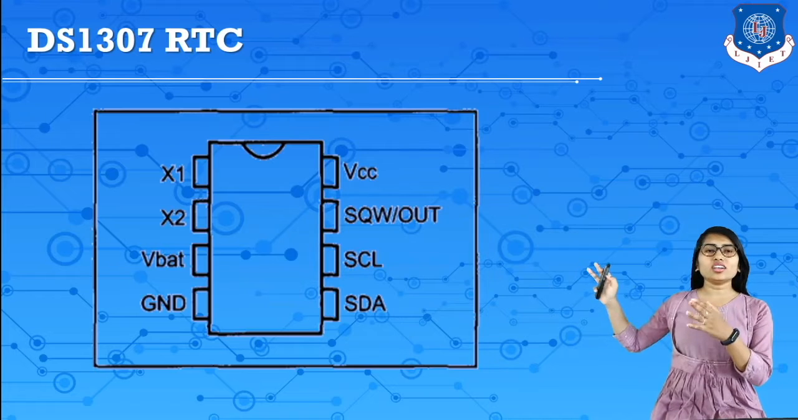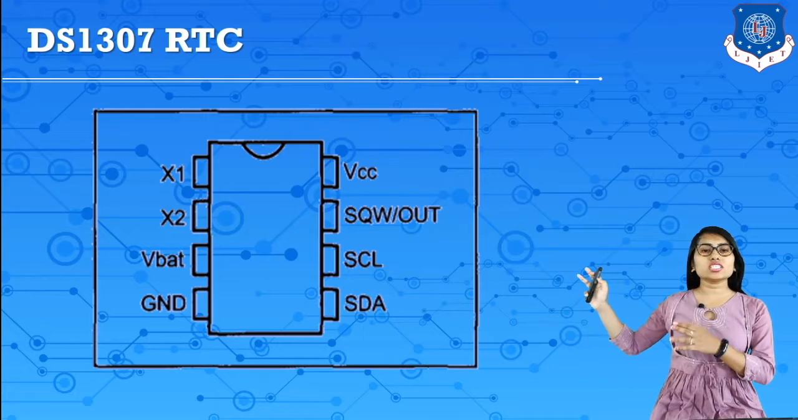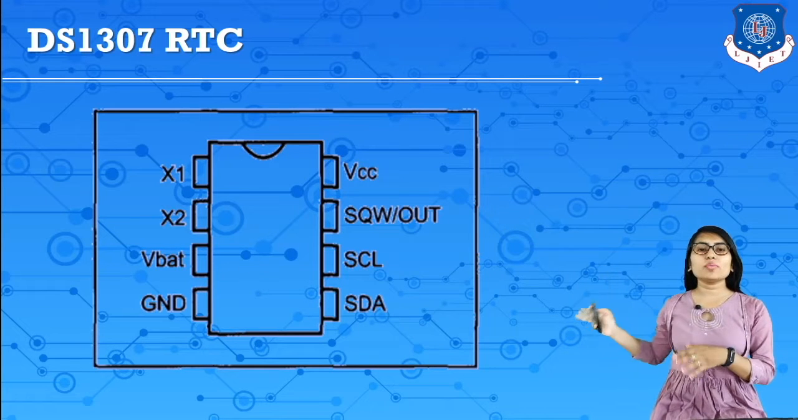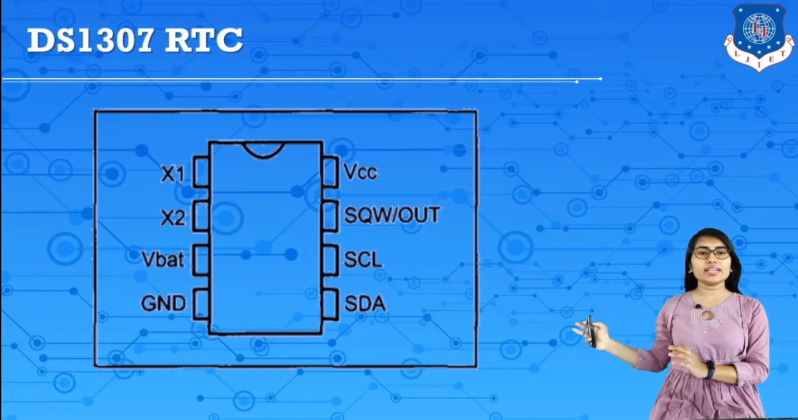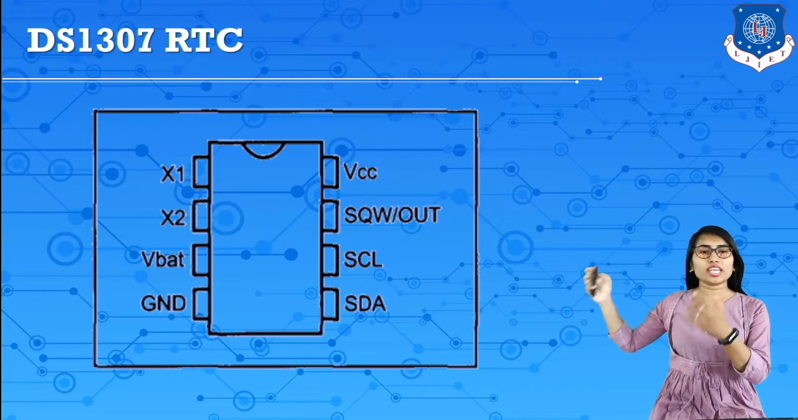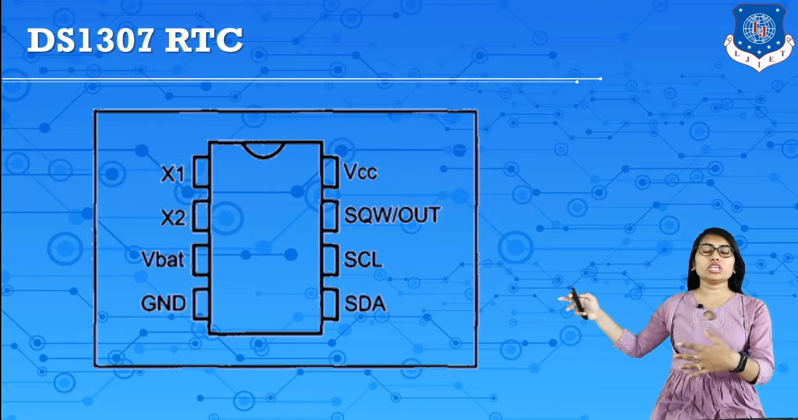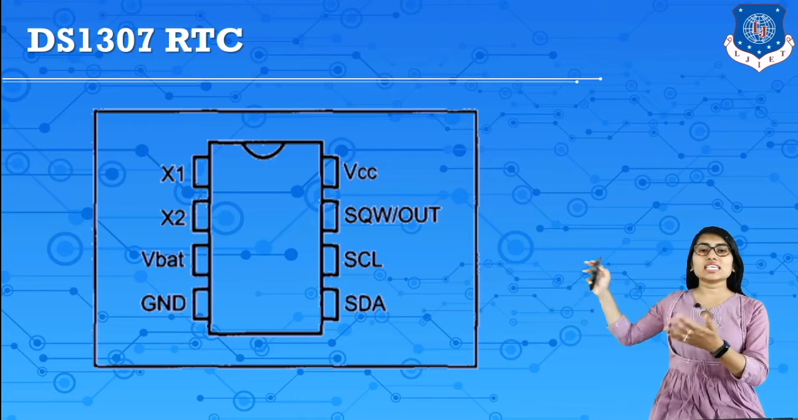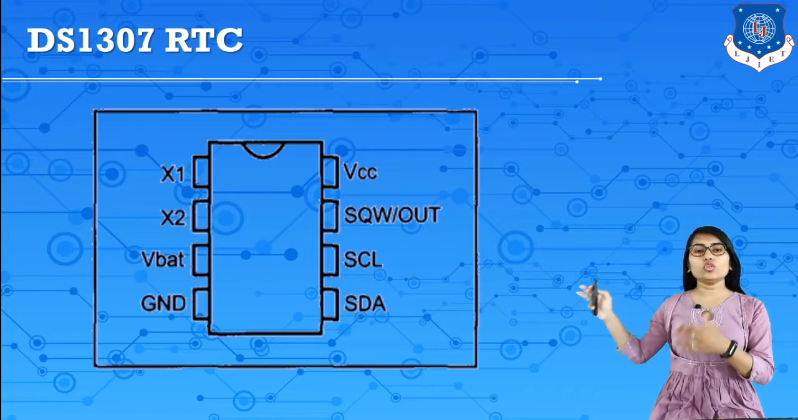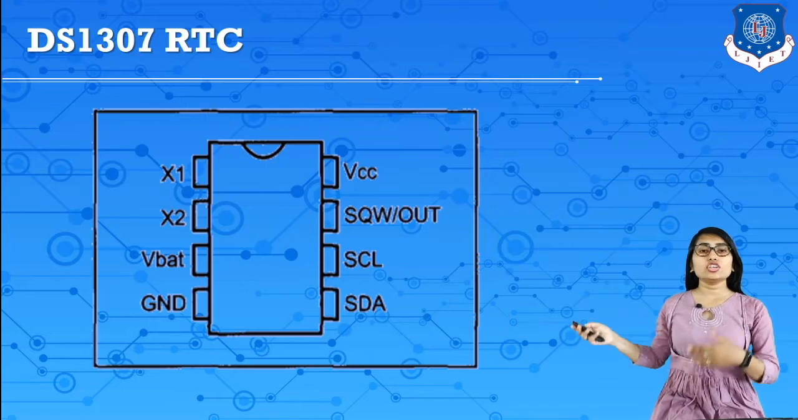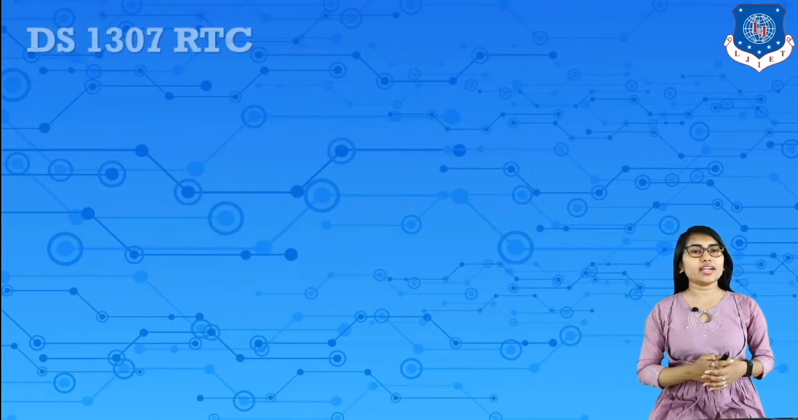So this RTC is used. This is the RTC DS1307. This is the basic pin diagram of the DS1307 RTC. It has a total of 8 pins: X1, X2, VBAT, ground, VCC, SQW/out, SCL, SDA. So let's discuss the pins of this RTC.